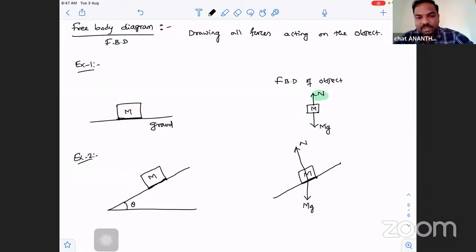Did you draw the friction upward or downward? How did you draw the friction? What is the direction of the friction? Opposite to what? Opposite to the block's motion.